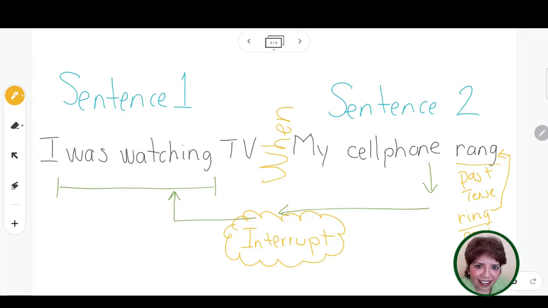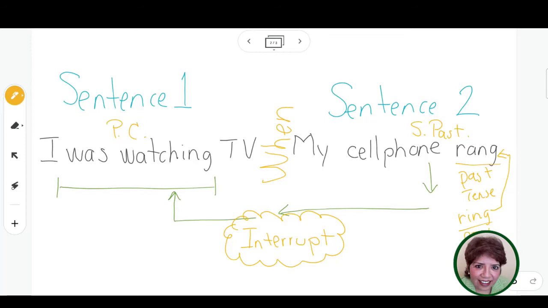I was watching TV when my cell phone rang. This sentence can be in past continuous, and the other sentence, the sentence that interrupts the action, is going to be in simple past. Simple past, the sentence that interrupts the action. Yes? Then you need to use the connector when.